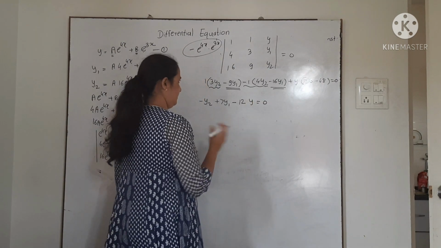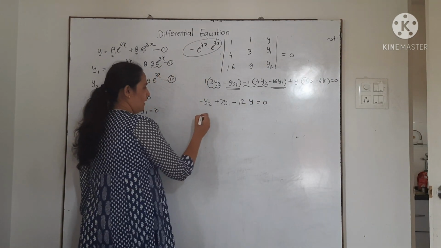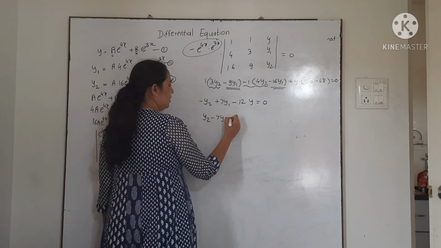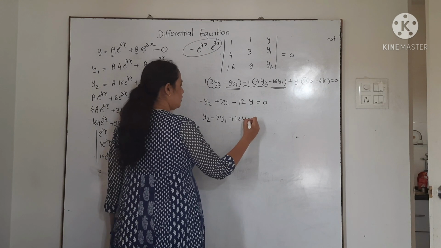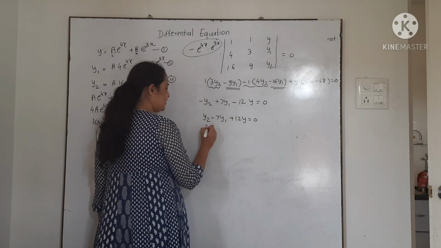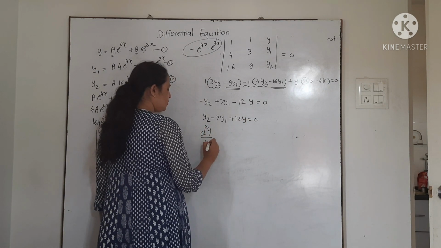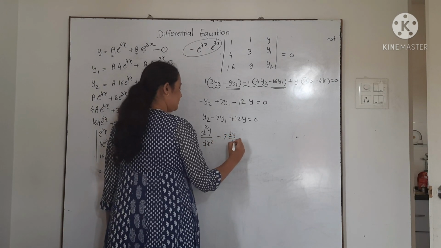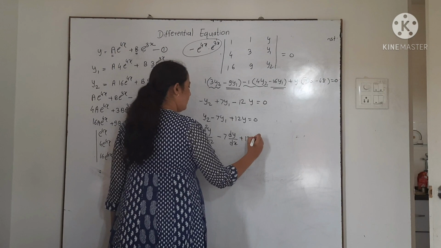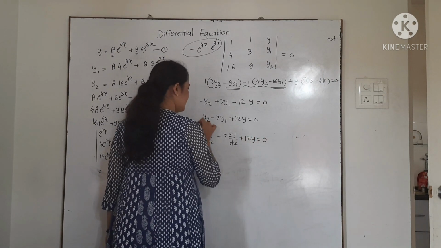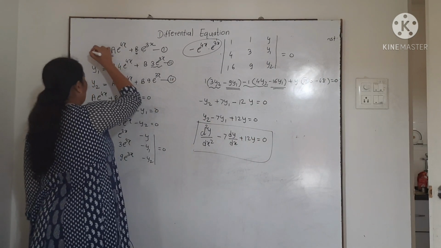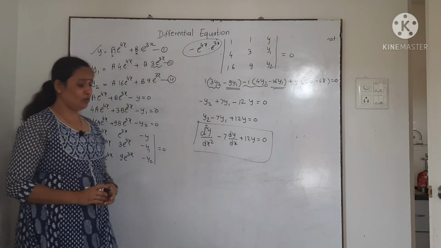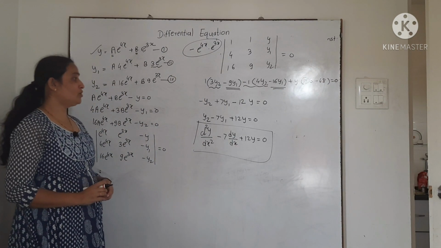We can cancel. If I divide throughout by minus 1, the same equation can be written as y2 minus 7y1 plus 12y equal to 0. What is y2? y2 stands for d2y by dx square, minus 7 dy by dx plus 12y equal to 0. This is the differential equation of, sorry, a e raised to 4x plus b e raised to 3x.